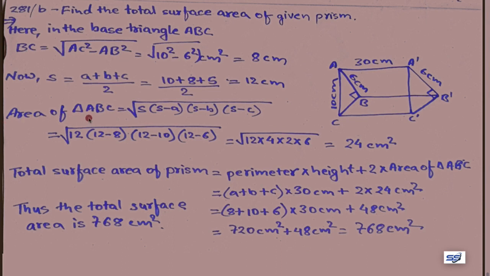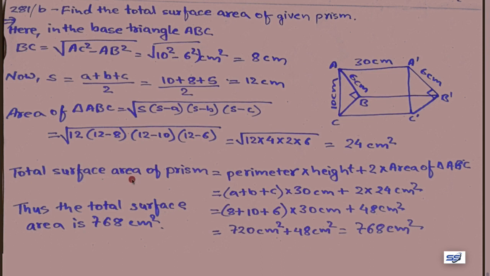Area of triangle ABC is equal to, we have formula, root under S, S minus A, S minus B, S minus C. Using values of above, we will get root under 12, 12 minus 8, 12 minus 10, 12 minus 6, is equal to root under 12 into 4 into 2 into 6, is equal to 24 centimeter square. In this way, we get the area of triangle.